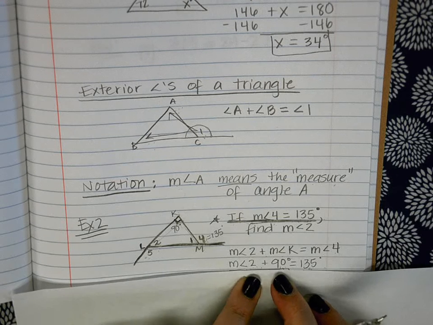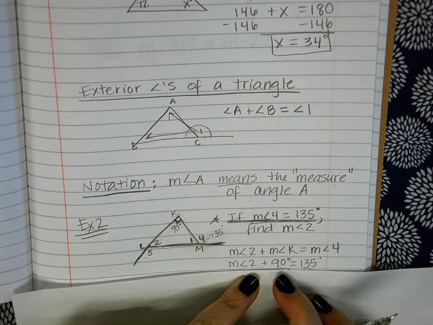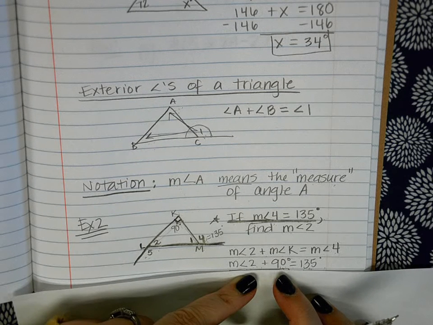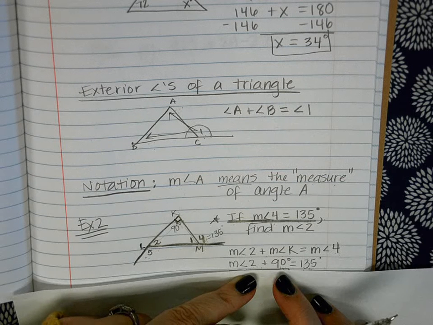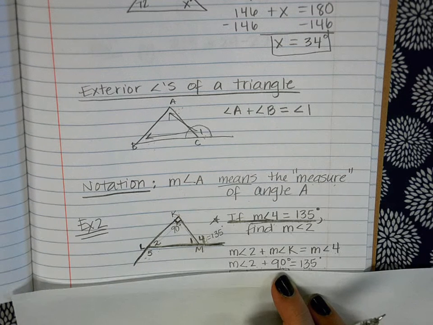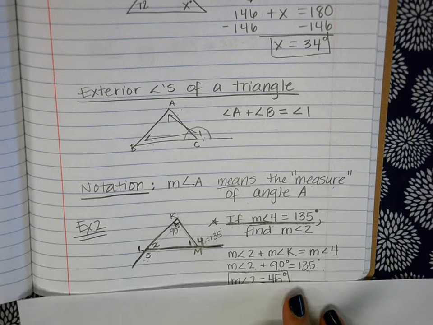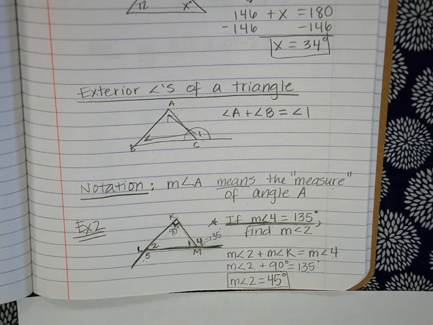So far, so good? And then how do I solve for 2? Add, subtract, multiply, or divide. Subtract. Is that what you're going to say, Connor? Yeah. Okay. So when I subtract, I should get 45 degrees.